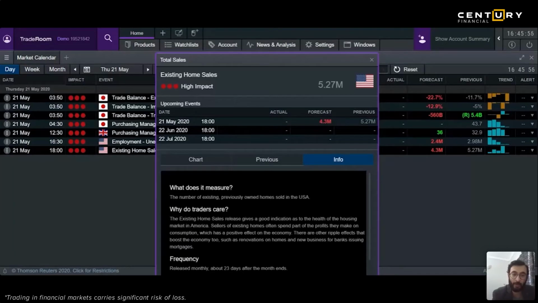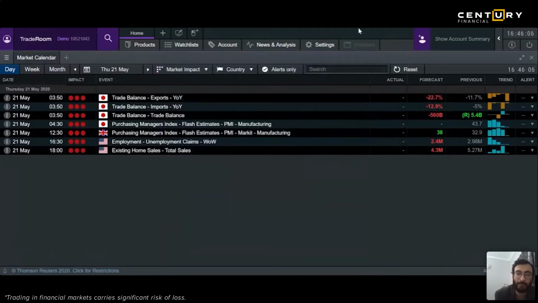Because existing home sales gives a good indication of the health of the housing market in America. Why do you want to know how the housing market of America is doing? Anyone among the people, why am I interested in the housing market of America? Why do I need to know why it is in the economic calendar how many houses are sold? Give me just one reason why the housing market of America should be tracked. Why is it so important? Anyone?